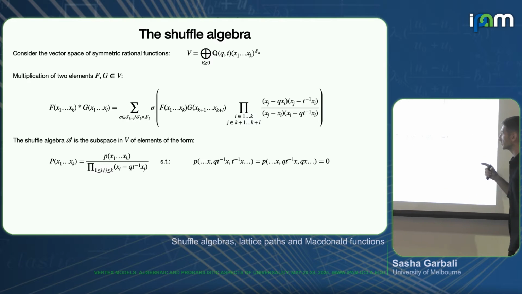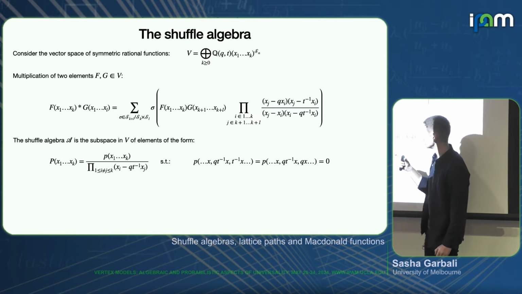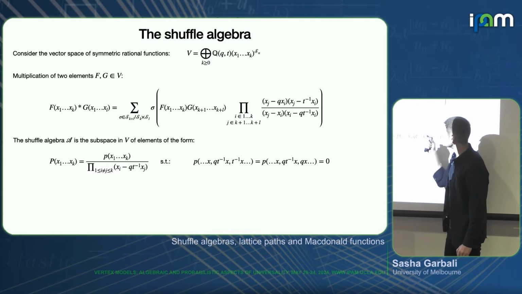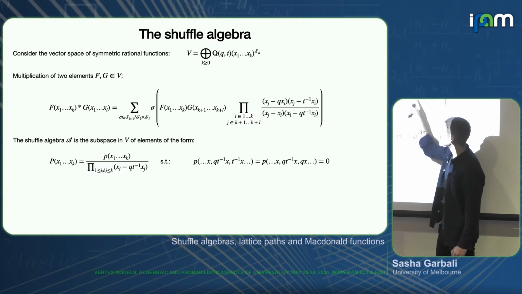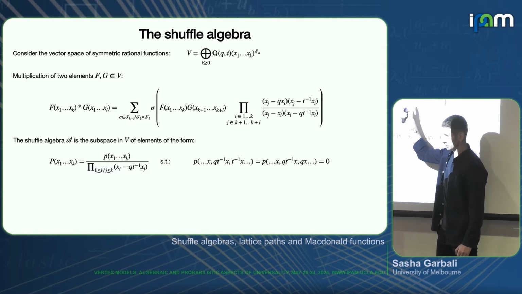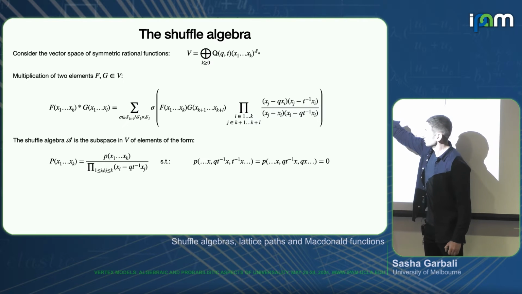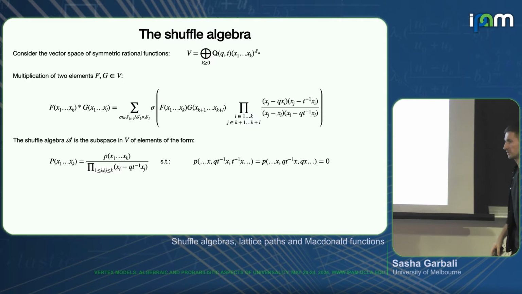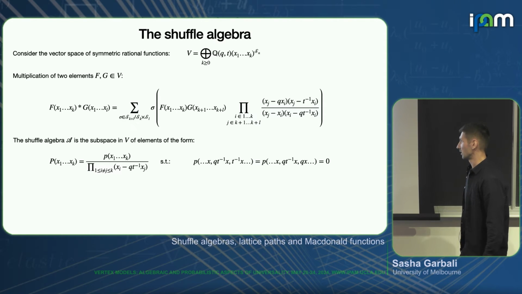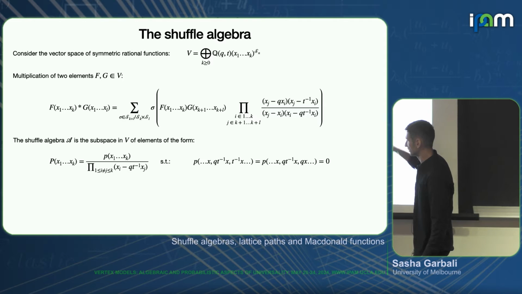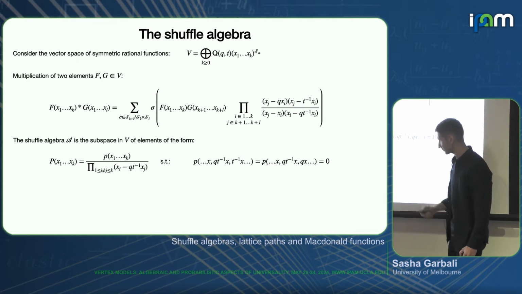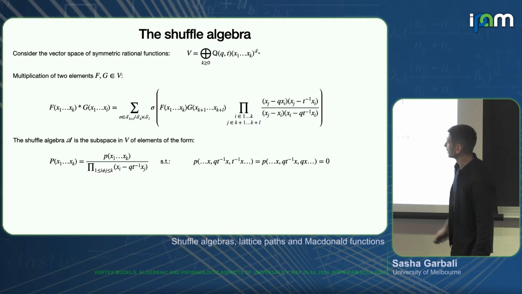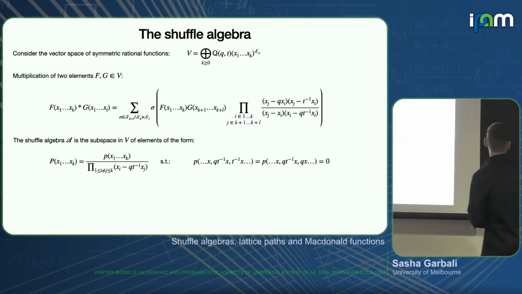It takes a little bit of time to understand why this is true, but if you impose wheel conditions, you can design this shuffle product such that the product of two such functions will still satisfy the wheel conditions. This is important because this makes it into an algebra. So now we have a so-called shuffle algebra.